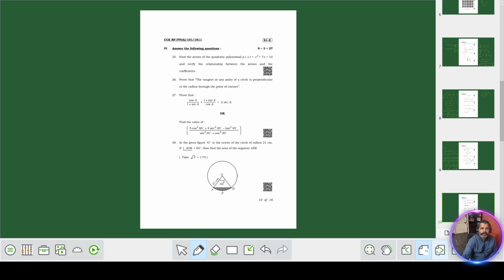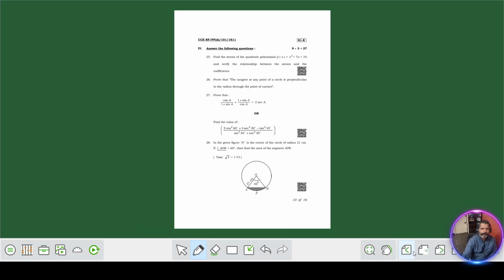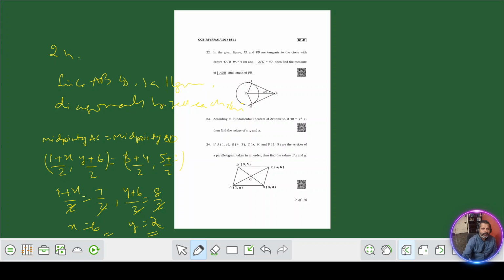Okay. We reached 3 marks questions. We completed 2 marks questions, all 2 marks questions. Okay. We'll see the 3 marks questions in the next class.